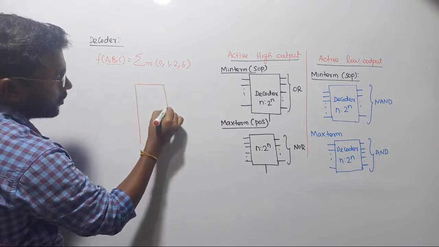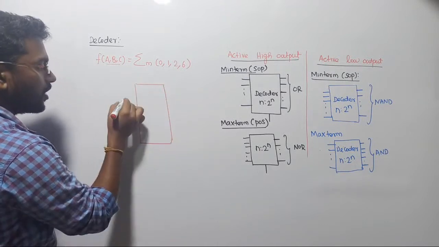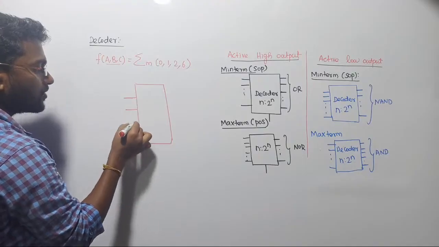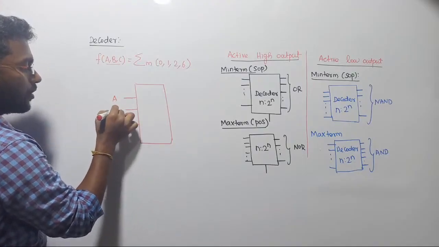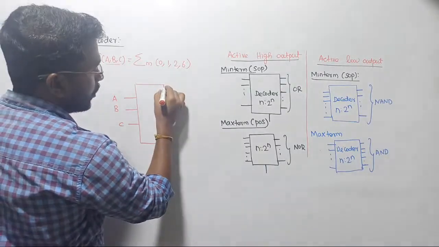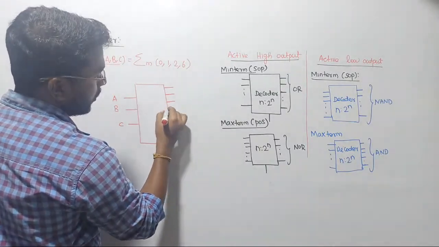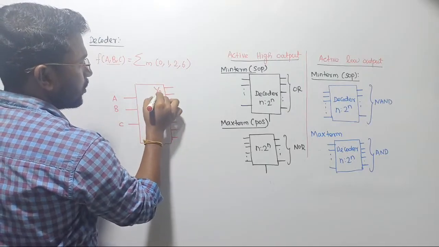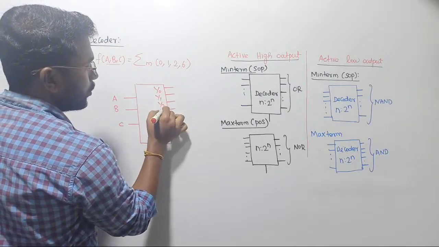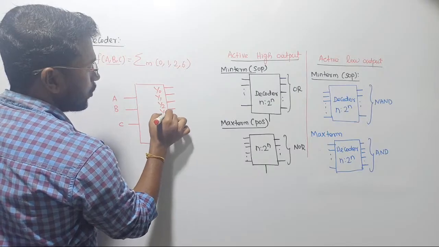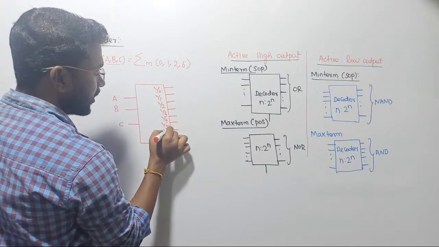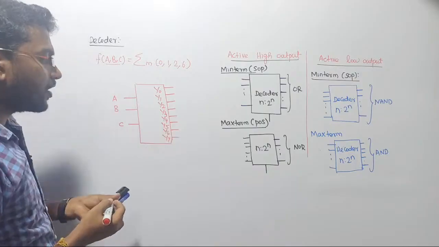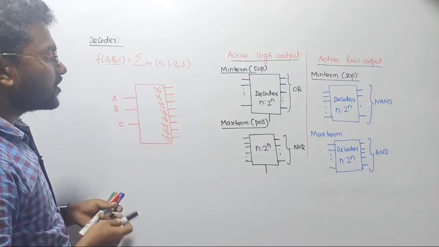So let us design the circuit now. We are going to consider 3 input lines, A, B, C, right? Its corresponding output lines are 1, 2, 3, 4, 5, 6, 7, 8, such that the first one is going to be Y0, Y1, Y2, Y3, Y4, Y5, Y6, Y7. Totally we are going to consider 8 lines. Now let's see which lines are going to be used.